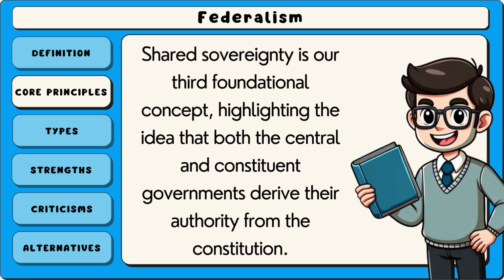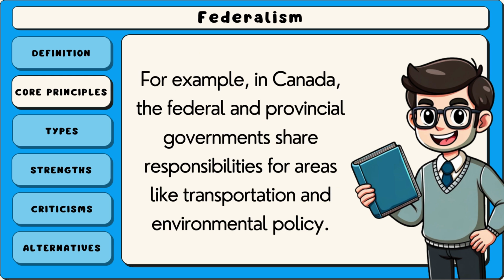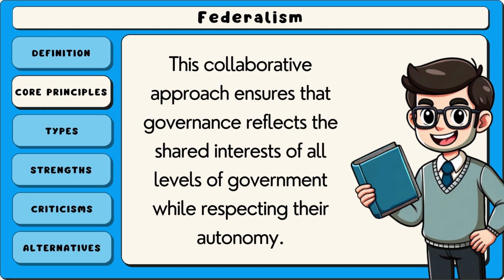Shared sovereignty is our third foundational concept, highlighting the idea that both the central and constituent governments derive their authority from the Constitution. For example, in Canada, the federal and provincial governments share responsibilities for areas like transportation and environmental policy. This collaborative approach ensures that governance reflects the shared interests of all levels of government while respecting their autonomy.